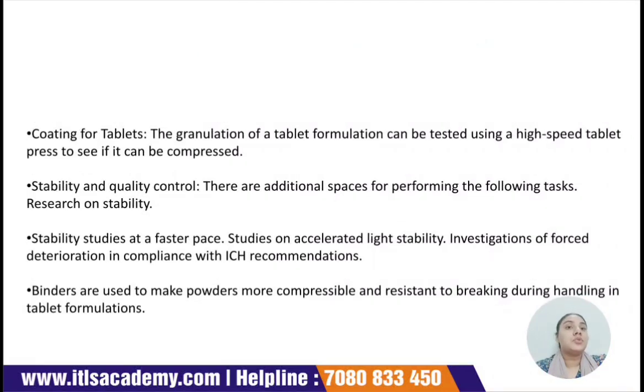Now comes the coating for tablets. Yesterday also we discussed the coating of tablets. As you all are aware, different colors of tablets are present, different types of coatings are there on the tablets, just to make them attractive also. The granulation of a tablet formulation can be tested using a high speed tablet press, because yesterday I told you that punching is done, and after punching, coating is done.